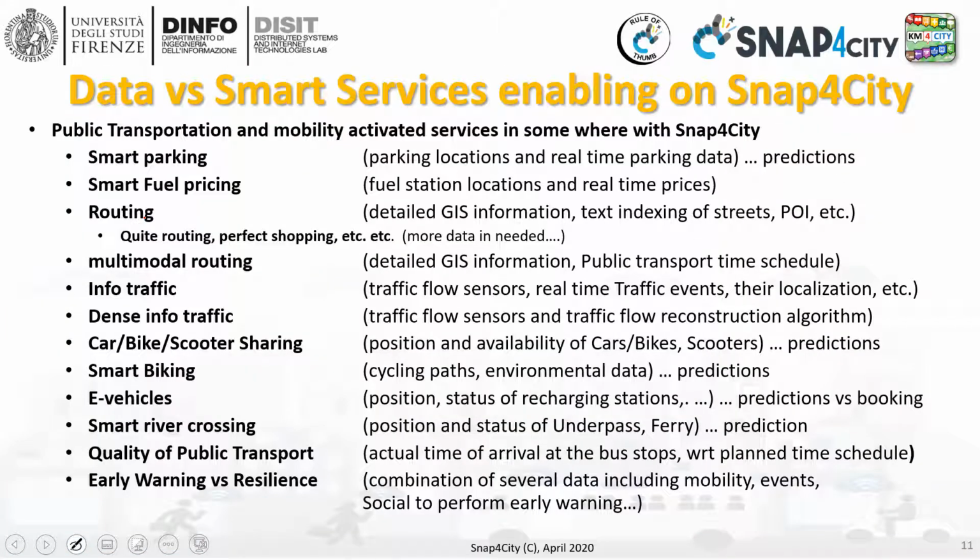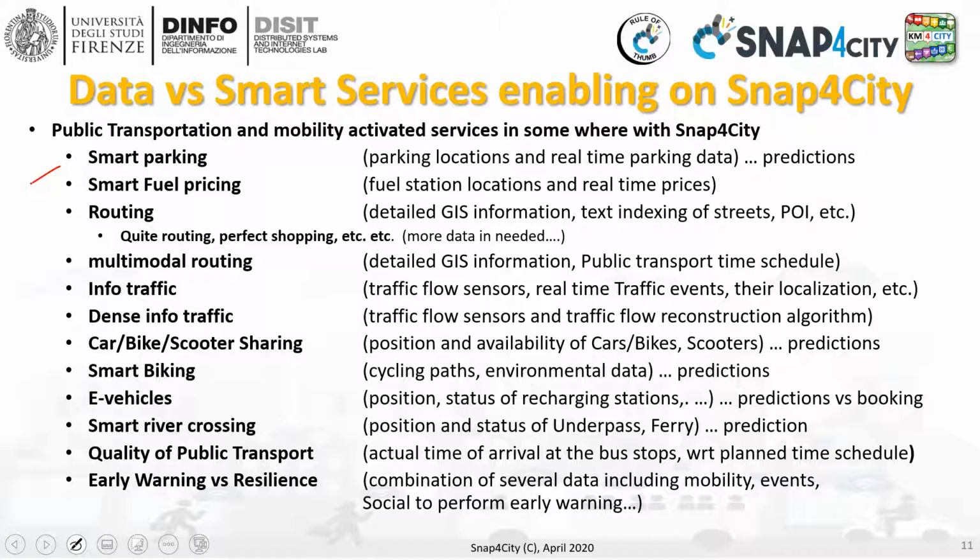So to give you an idea of which kind of enabling data could enable your smart solution, for instance, for smart parking, you need to have a parking location, real-time parking data to provide a risk prediction. But if you have more, such as environmental data, but also traffic flow, but also weather prediction and so on, you can be much more precise in estimating parking prediction, for instance.